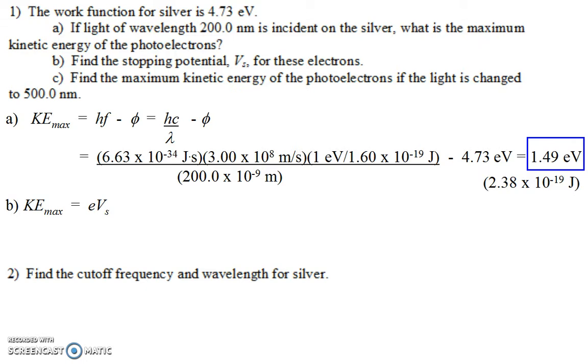Because remember, the whole point of the electron volt is ease of use. When one elementary charge goes through a potential difference of 1 volt, it goes through an energy change of 1 electron volt. So if the kinetic energy is 1.49 electron volts, that means the potential difference to stop it is just 1.49 volts, right? That's the usefulness of the electron volts.